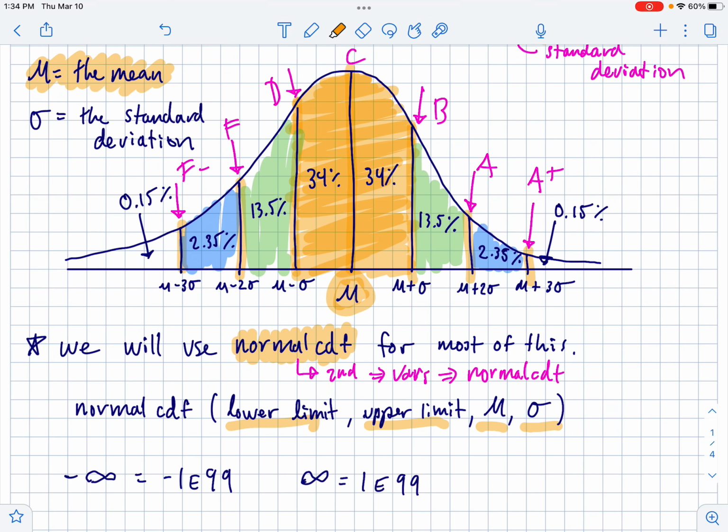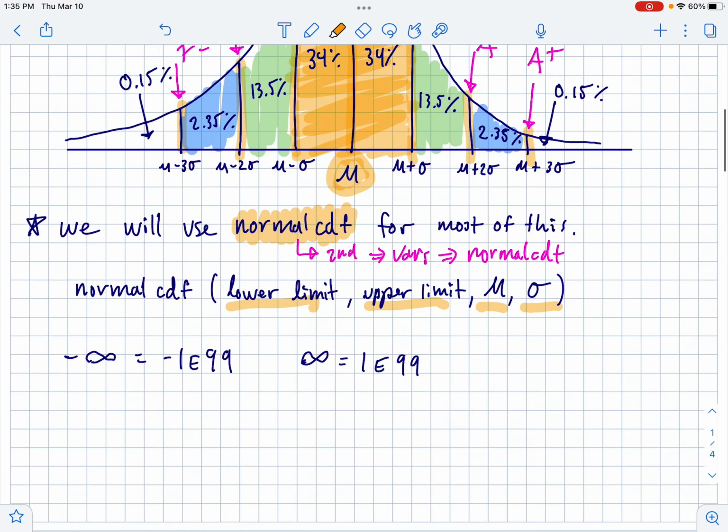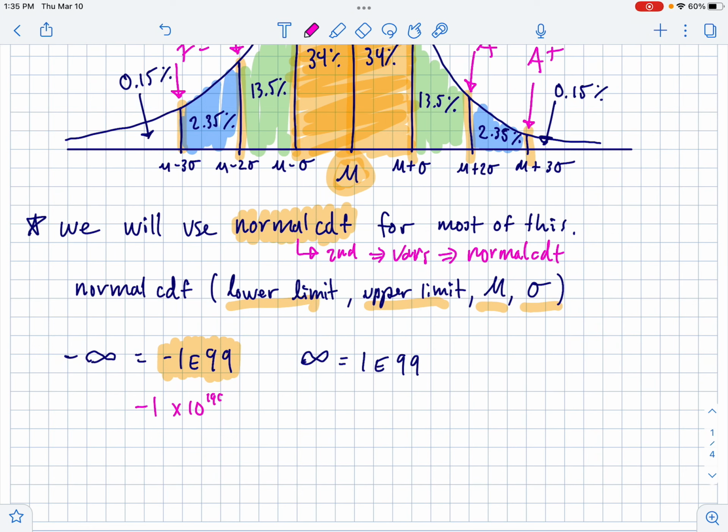Sometimes they'll ask you what's the probability that something is less than 27? That means if it's less than 27, it's from 27 all the way down to negative infinity. But your calculator does not have a button for infinity. So the way you trick it into doing negative infinity is negative 1E99. This means negative 1 times 10 to the 99th, so it's like a negative 1 with 99 zeros after it.